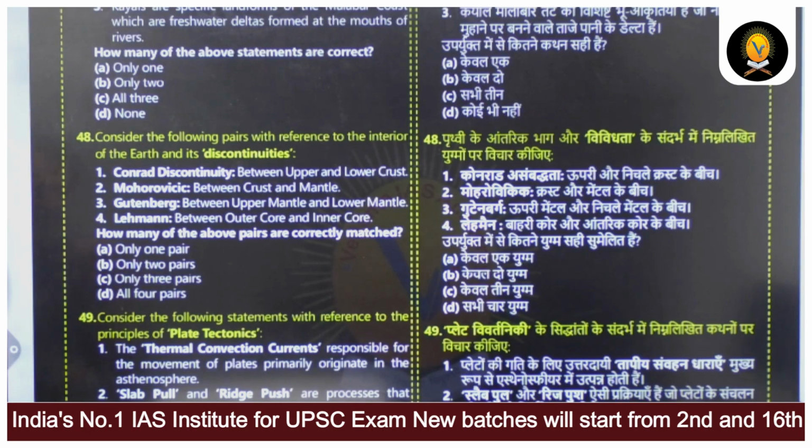Lehman discontinuity, yes. So, only 3 pairs are correct, 48, yes, because Gutenberg is in between mantle and core.